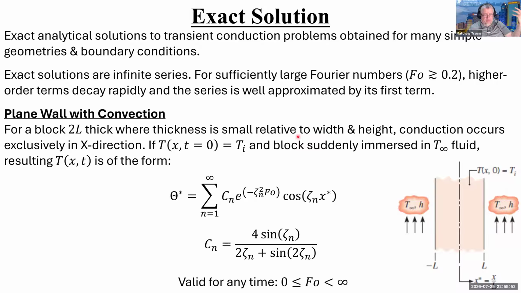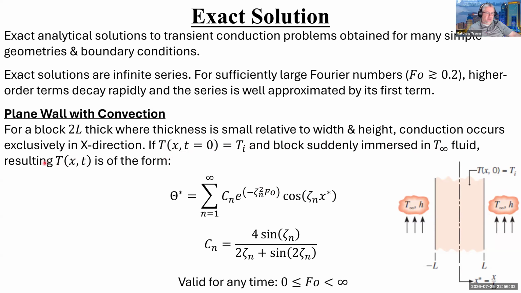So anyway, we've got this block that is wide and tall, and then only 2L thick. Conduction occurs exclusively in the x direction, right? So it's only going to have a temperature gradient, or support a temperature gradient, in this direction, the x direction. And so if the initial temperature, so T for the entire system, for any x at time equals 0, is T initial, and the block is suddenly immersed in a fluid that has temperature T infinity. And of course, that T infinity has to be different than T initial, or else nothing will happen.